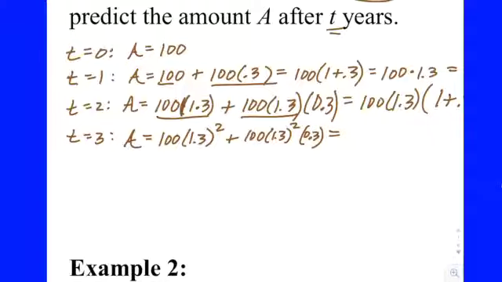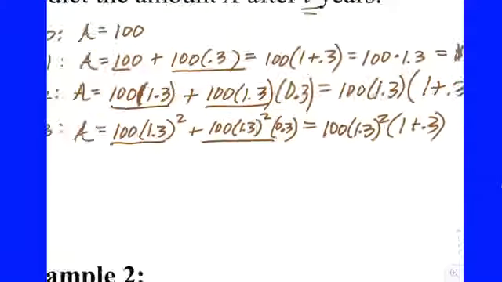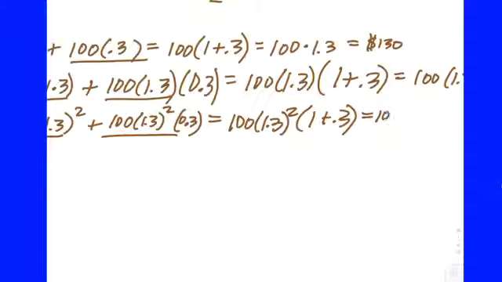And again, we'll do our little trick. We have a common factor there. So if we factor it out, we're left with a 1 plus another 0.3. Wow, that's going to give us then, we can go straight to this, 100 times 1.3 to what power?